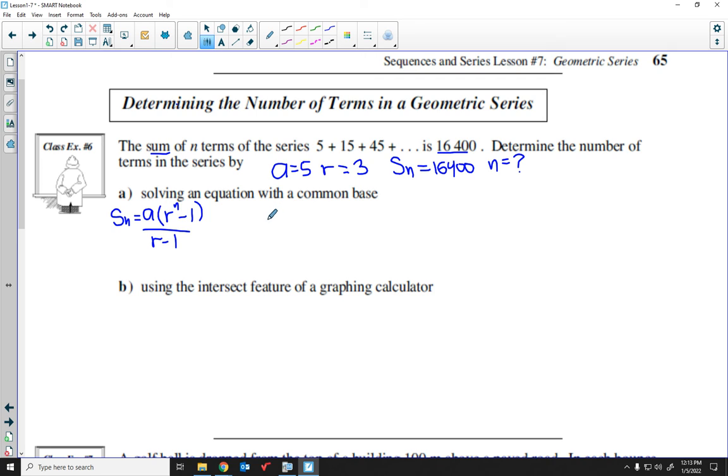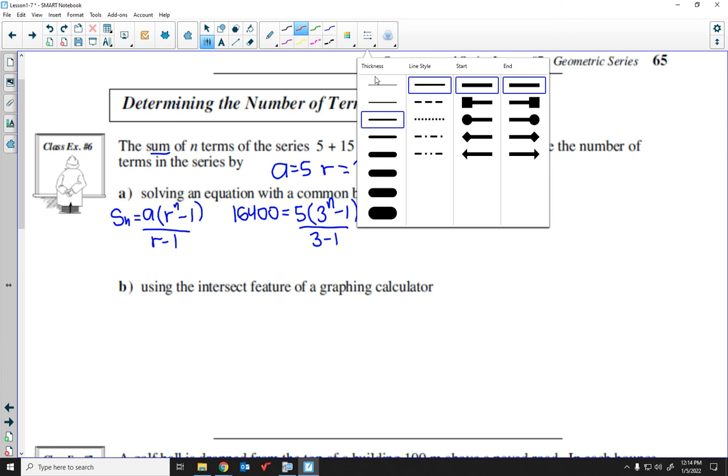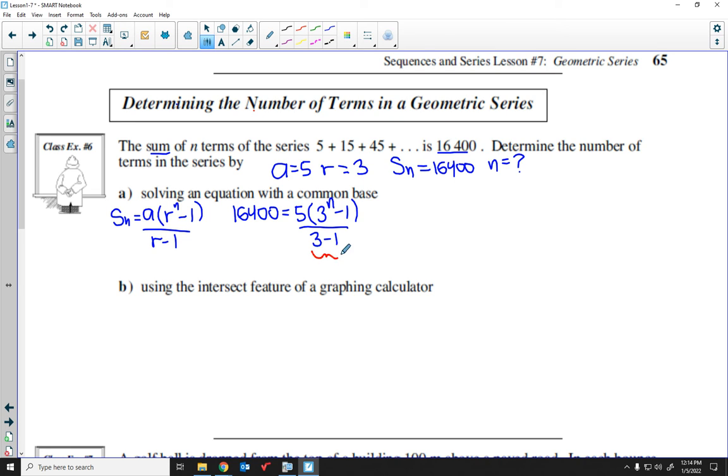So we're going to sub in all the values now. So S of n is 16,400, and that would be equal to a, which is 5, multiplied by 3 to the power of n minus 1, over 3 minus 1. The denominator would just simplify to 2. So 3 minus 1 would be 2.